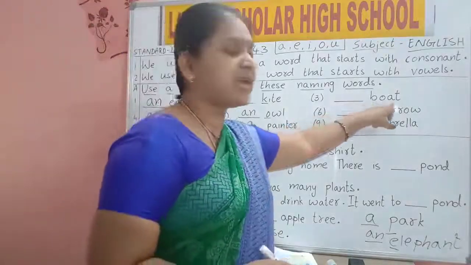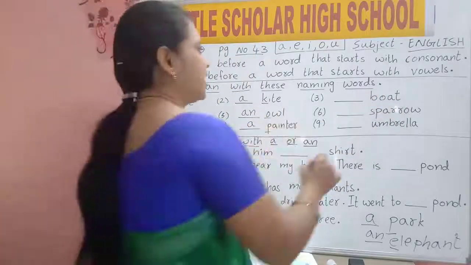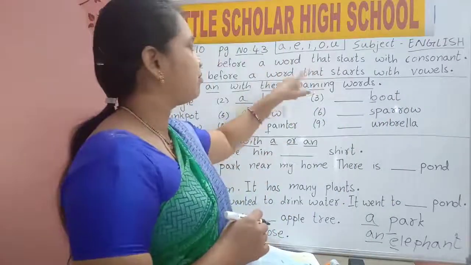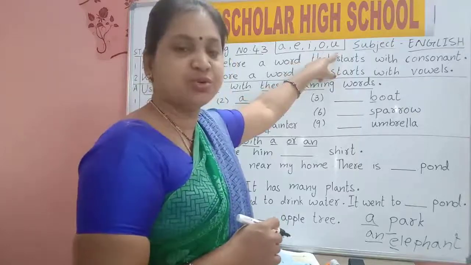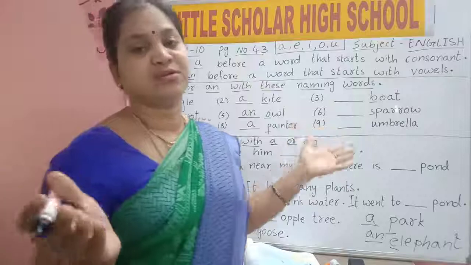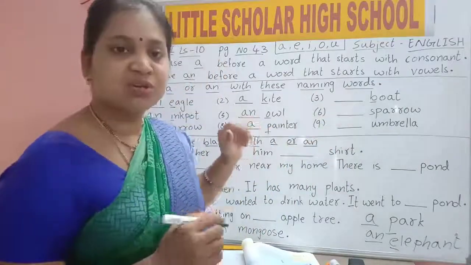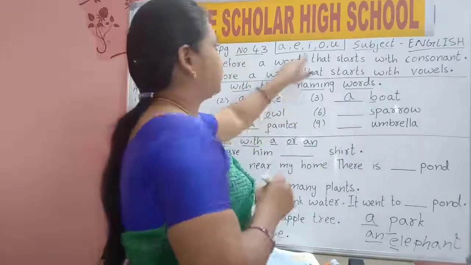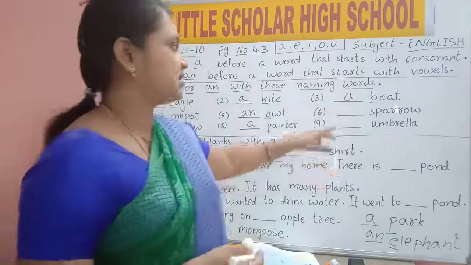Dash. B-O-A-T, boat. What is the first letter of boat? B. B is the first letter. Now see in vowels do you have B? A, E, I, O, U. In this do you have B? No, B is not there. That means it is a consonant. So in front of consonant what you should add? A. If it is there, vowel letter, then an. If it is not there, A. Yes. Next. Dash.